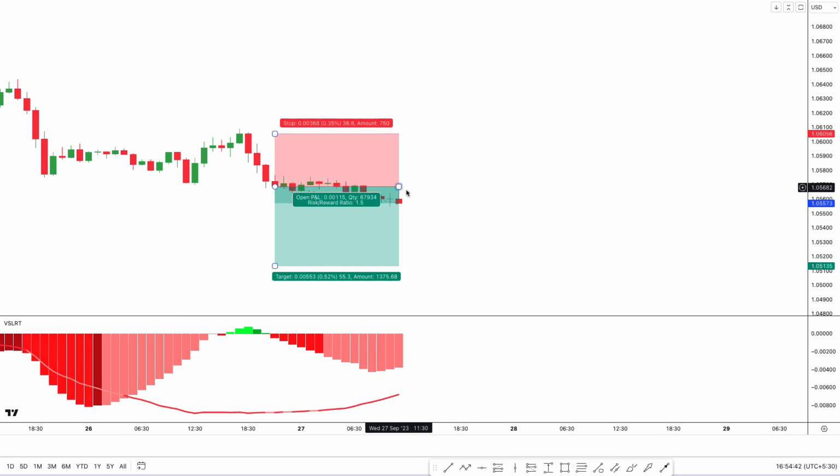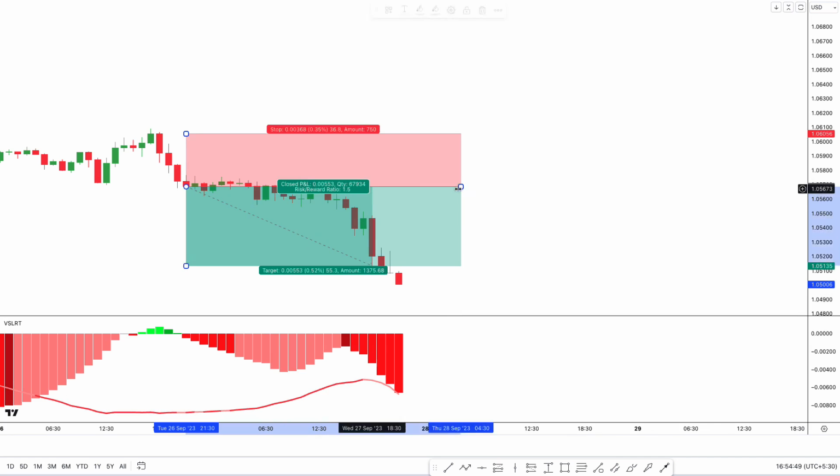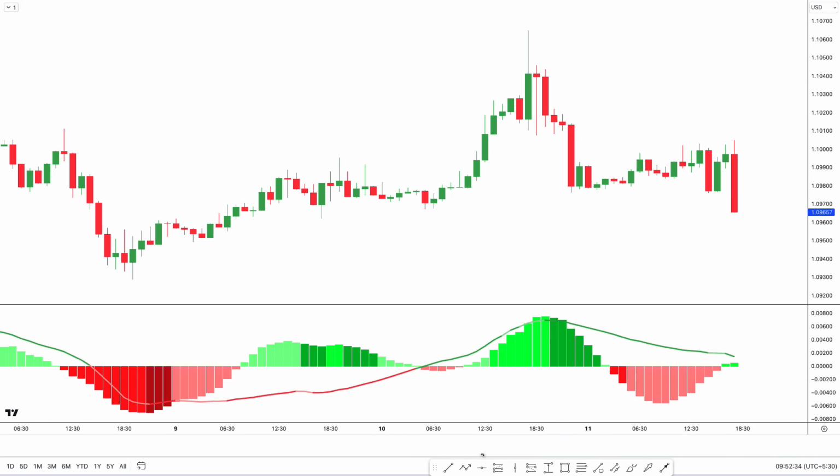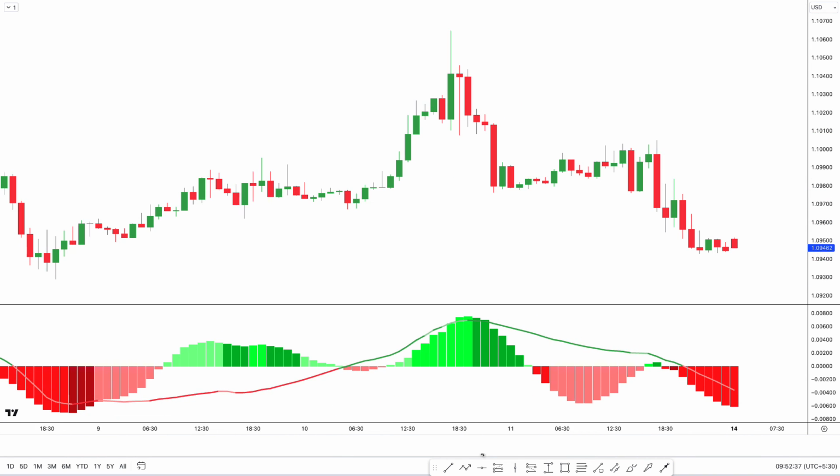Let's see here how this trade plays out, running in profit and hit the target. I hope you have understood this trading strategy.